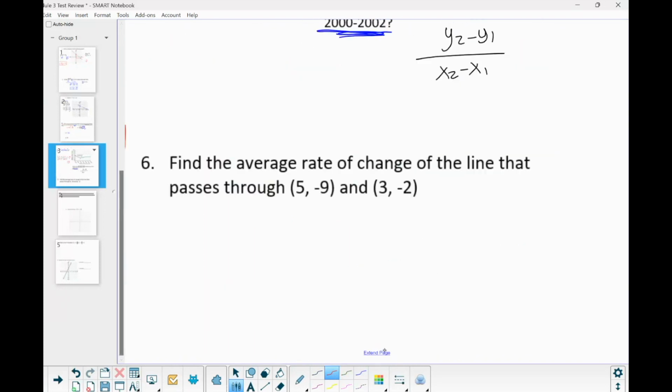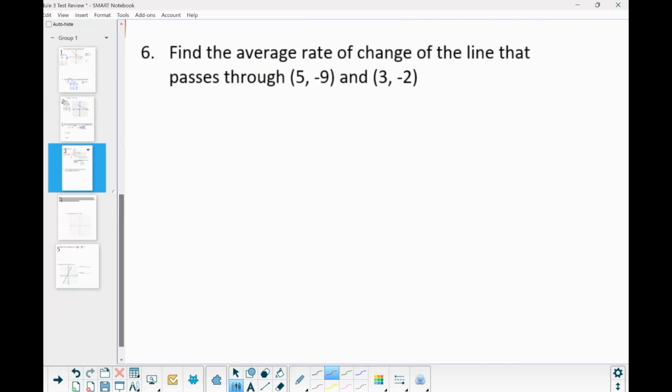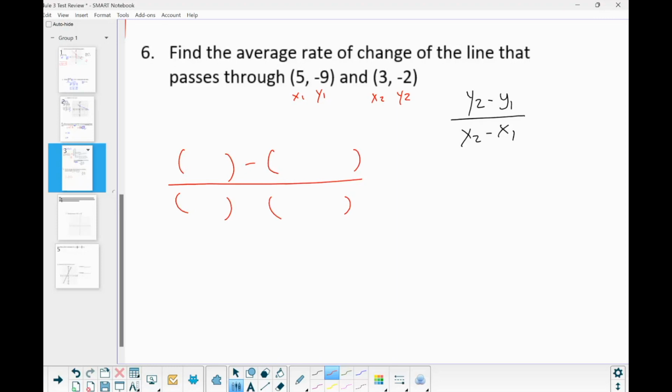All right, let's go to number 6. So number 6, we have average rate of change. So we already know what the formula for average rate of change is. y2 minus y1 over x2 minus x1. So now we're just going to plug in. We know we're starting at 5, comma negative 9. So this is my x1, y1. We're going to x2, y2. Set up your format. All right, we've got negative 2 minus negative 9.